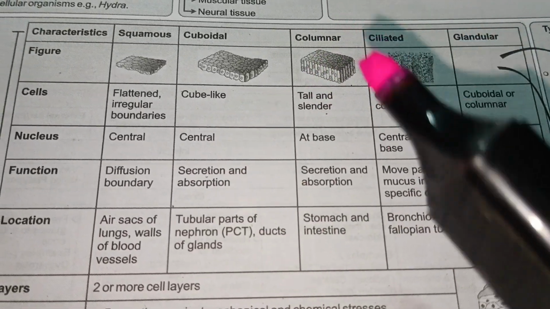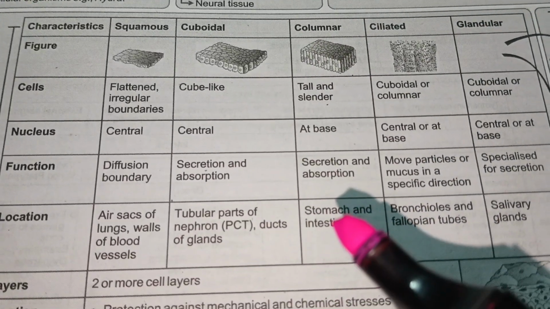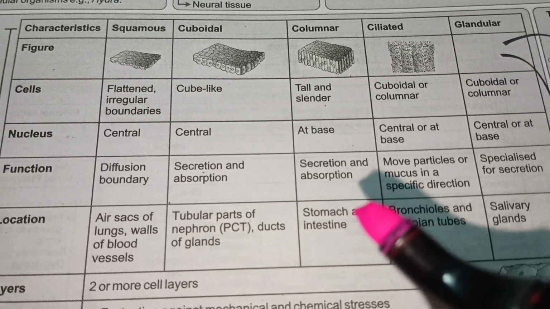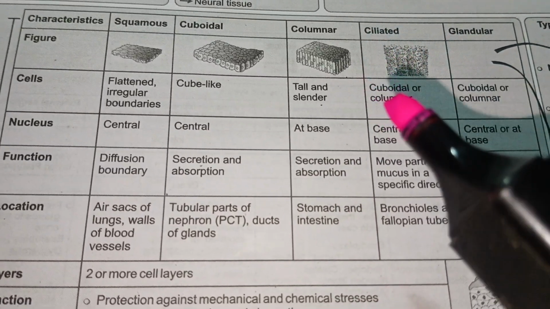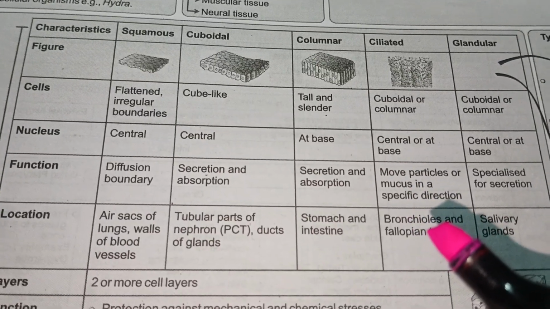And here we can see the columnar epithelium is present at the stomach and the intestine. Now here we can see the ciliated epithelium.